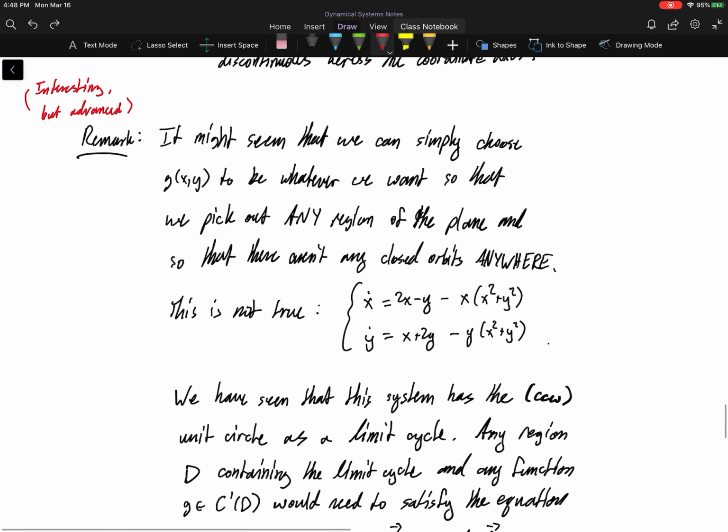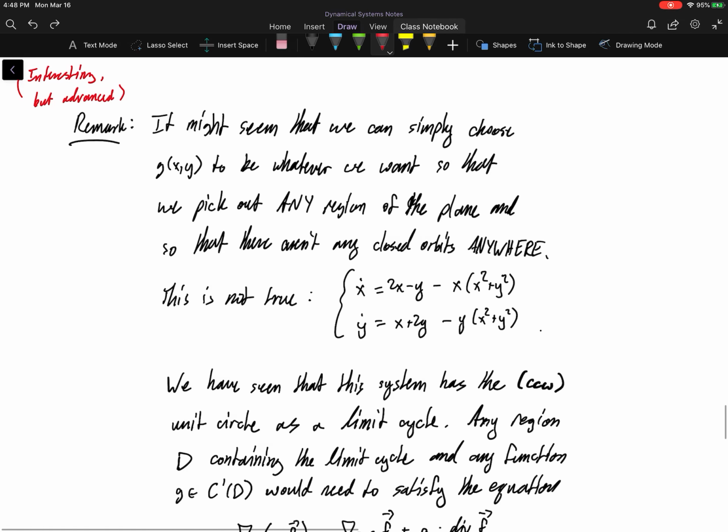And this final argument here: the last 2 examples might lead you to believe that we can choose a g function, a Dulac function, that would change up the domains where we can consider closed orbits, or that we could try to change the function so that there are no closed orbits anywhere in the system. And unfortunately, that's just not true. It's not realistic, and more importantly, it's just not true.